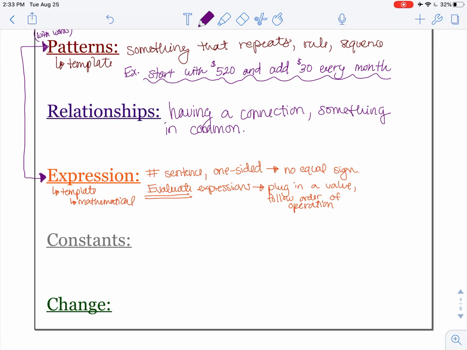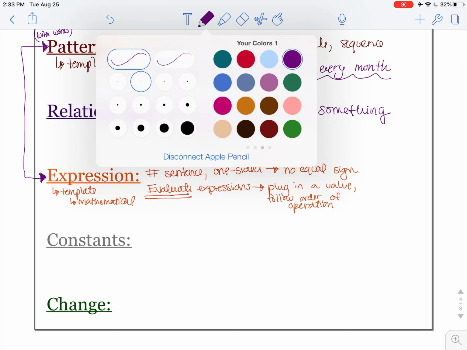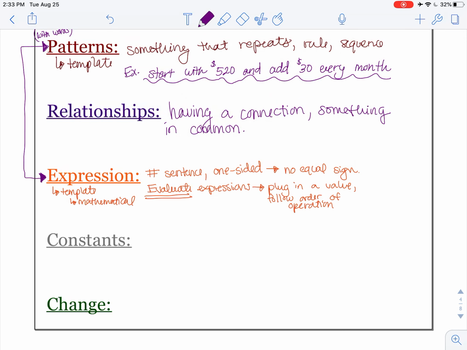Then my pattern can actually turn into an expression. Expressions are patterns, but with numbers. That's what the # sign means. And symbols. It's not the hashtag sign. Yes, it also means hashtag, but it means number. You'll see me use that a lot. So with numbers and symbols.